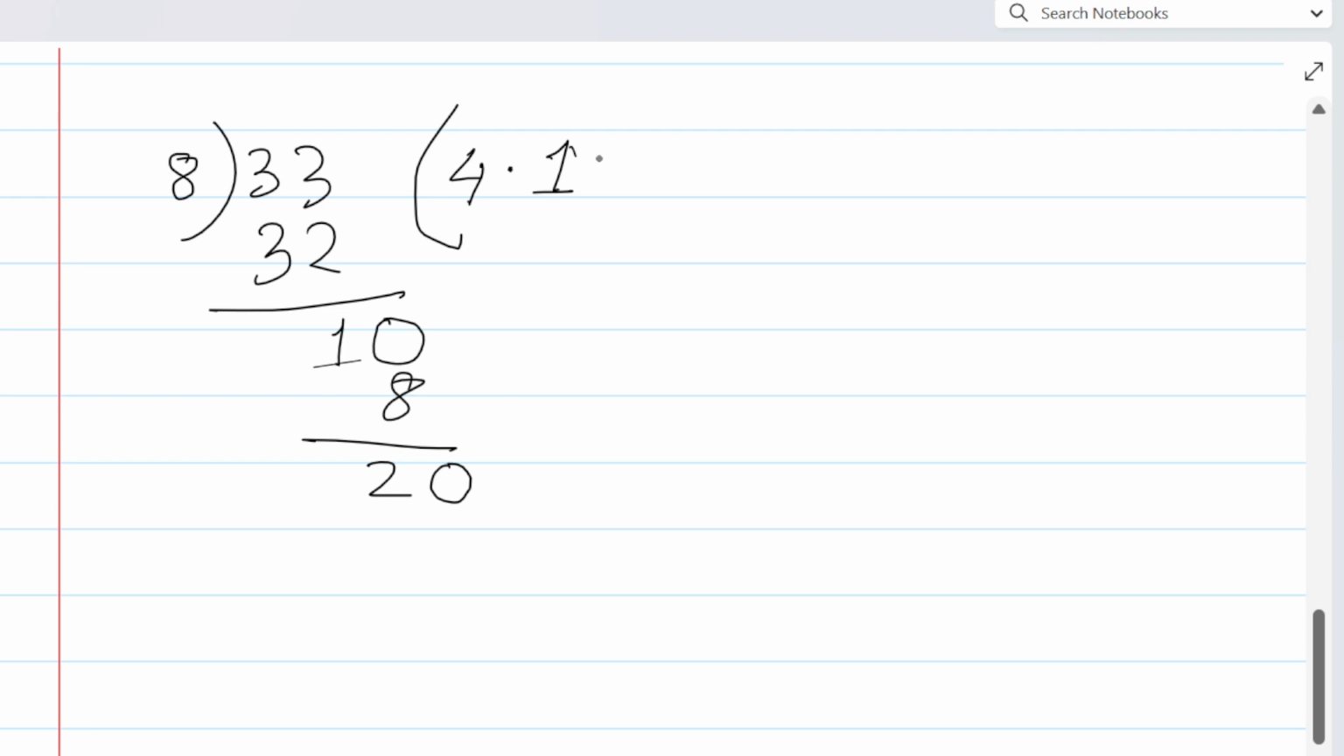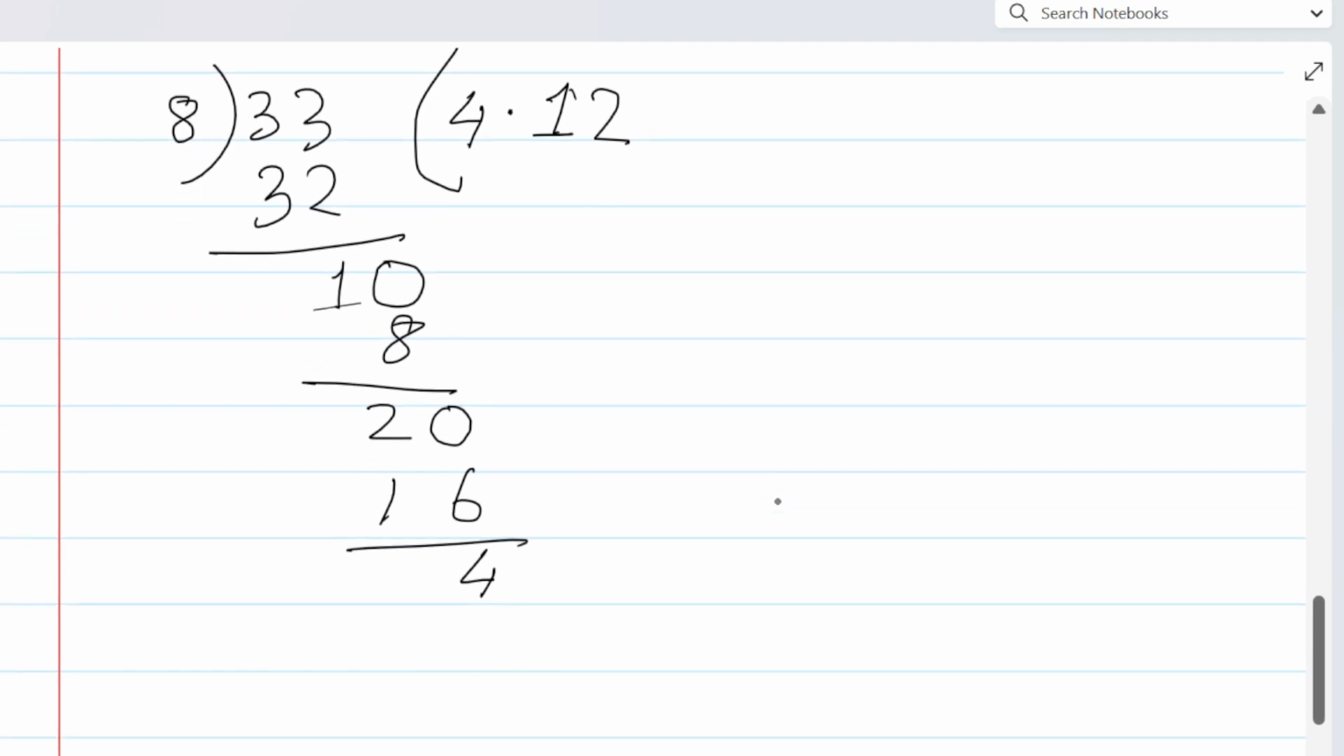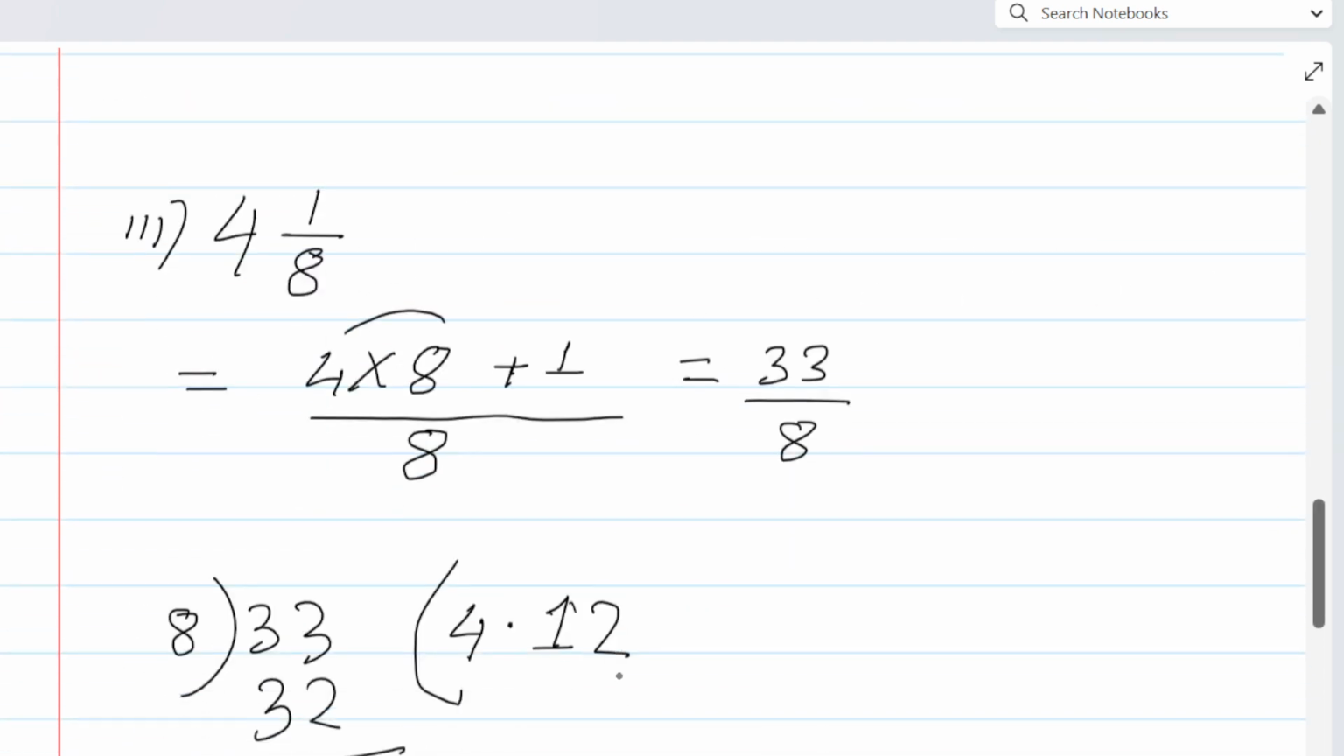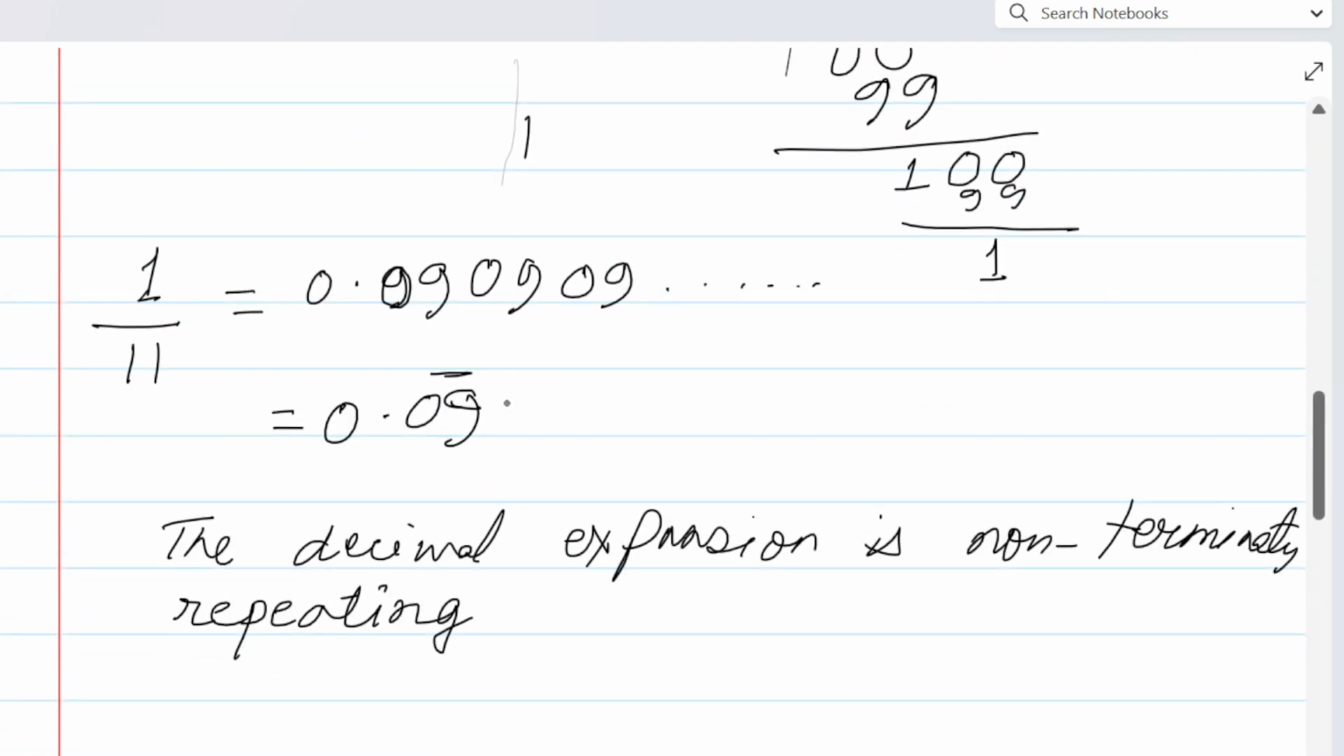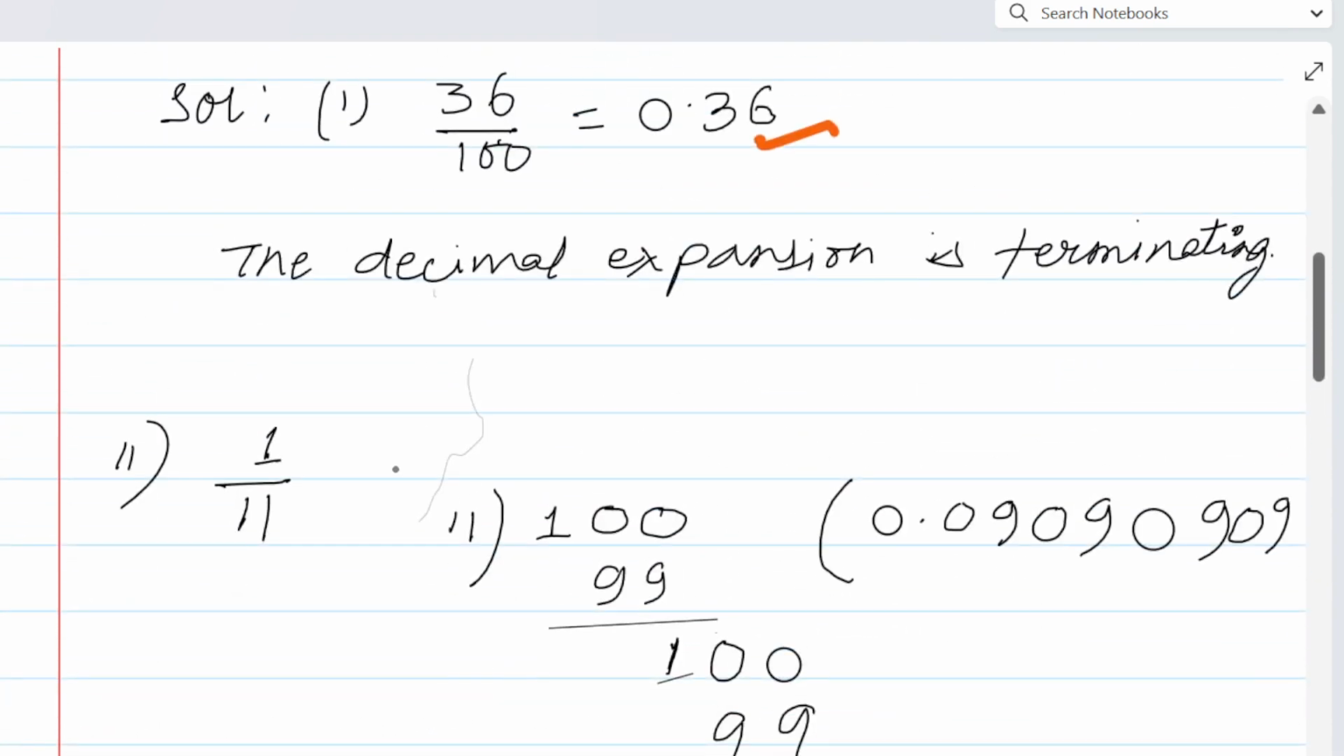Okay, so 8 2s are 16. Again 4. One decimal. See, actually, here, question number 1. Okay, I'll show you this. See, here the same thing happened.